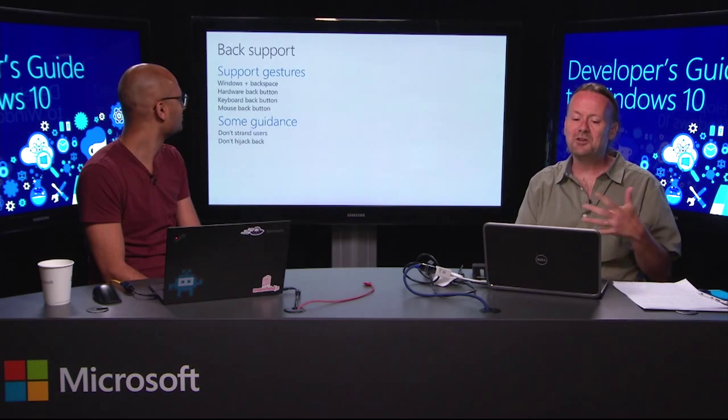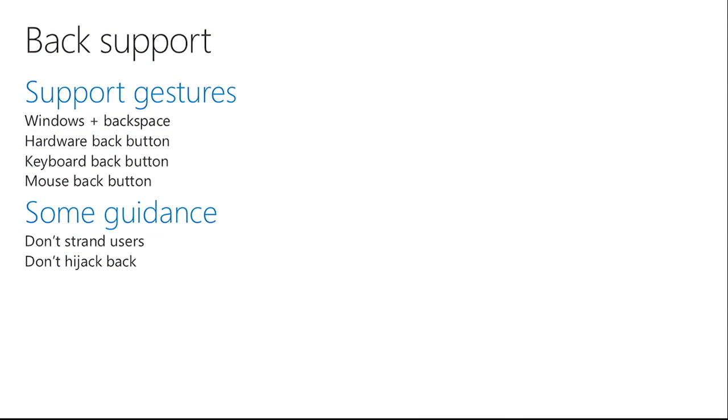Also, back has other things. The supported gestures, Windows backspace, hardware back button, keyboard back, mouse back, will also automatically call the back requested. So the system back requested handles all this. That is the one to go to. Possibly mouse back, I don't know. You do have to think about all these different ways that people can go back. But the thing is, don't strand users and don't hijack back. By that we mean, do the right thing. Just test it. Make sure it works.